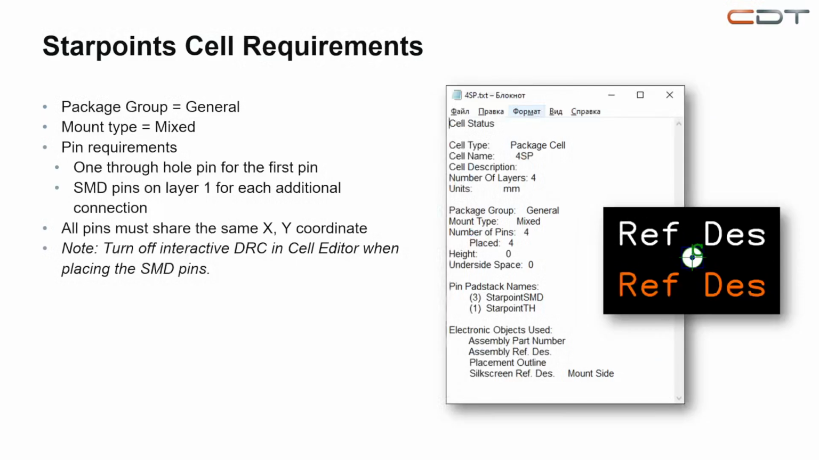For cell, you need to create cell. Package group should be general. Mount type mixed. There are some pin requirements. You need to have only one through-hole pin for the first pin, and all other pins should be SMD pins. They also should be placed on layer 1 at the same location. So for your reference, it would be much easier to use origin of coordinates 0, 0 for all paths. To be able to do that, you need to turn off interactive DRC in cell editor when you place in SMD pins. Let me actually show you the inside of it.